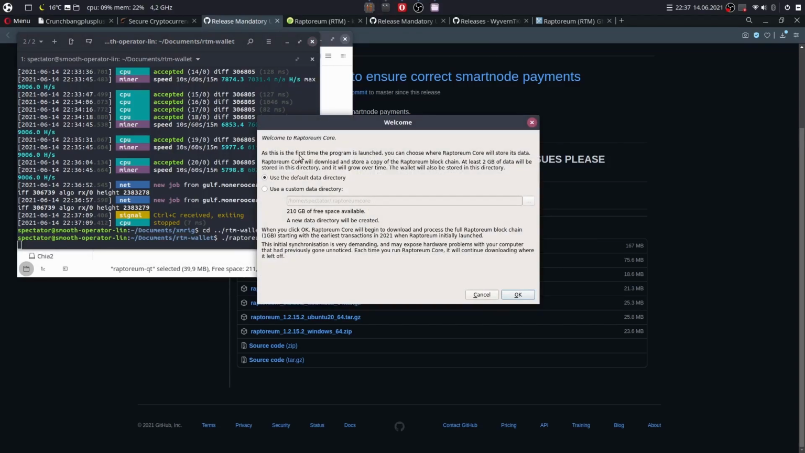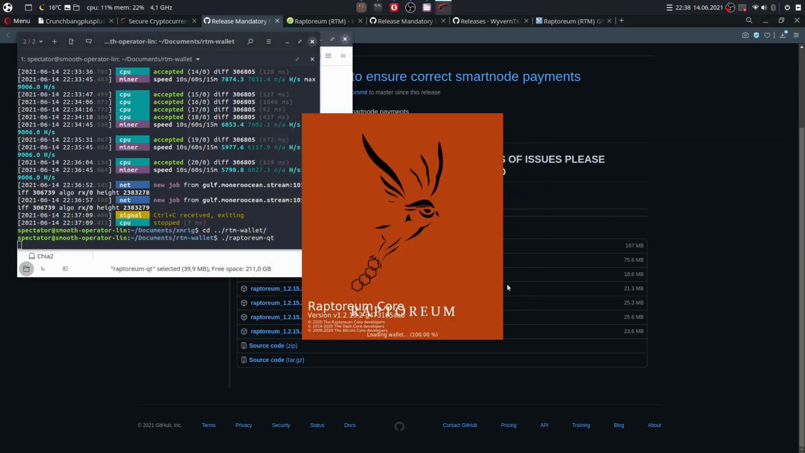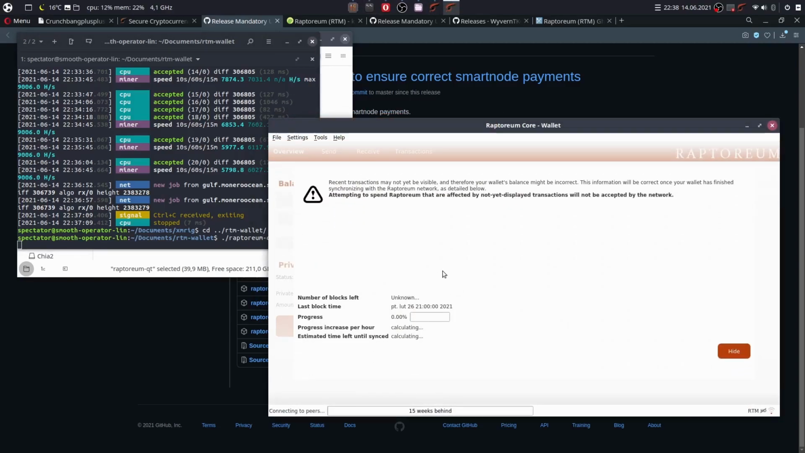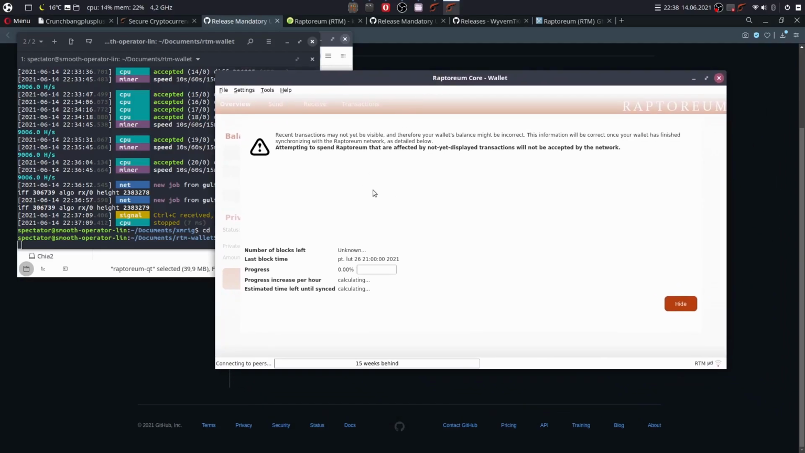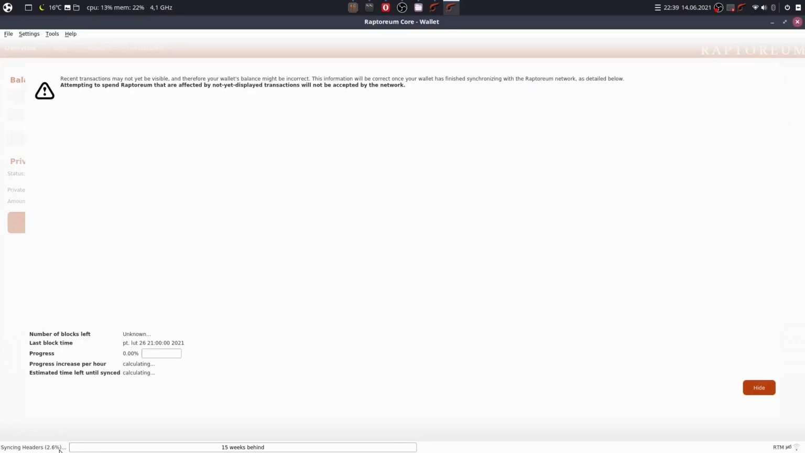Welcome to Raptoreum core. Default data directory should be fine. This is the first time I'm launching this wallet. Synchronization may take a while. Here we can see syncing progress. I'll be back once it is done.